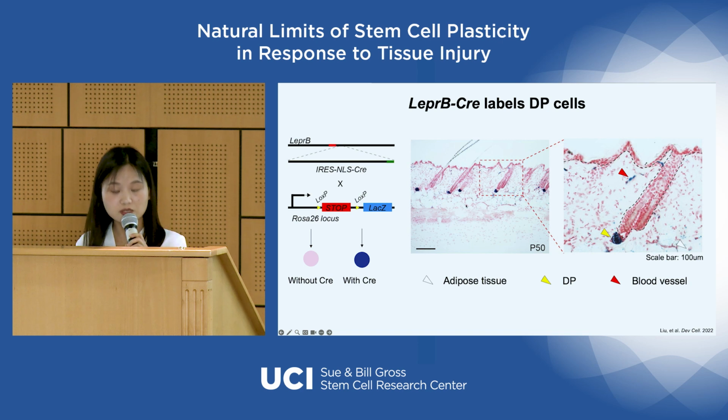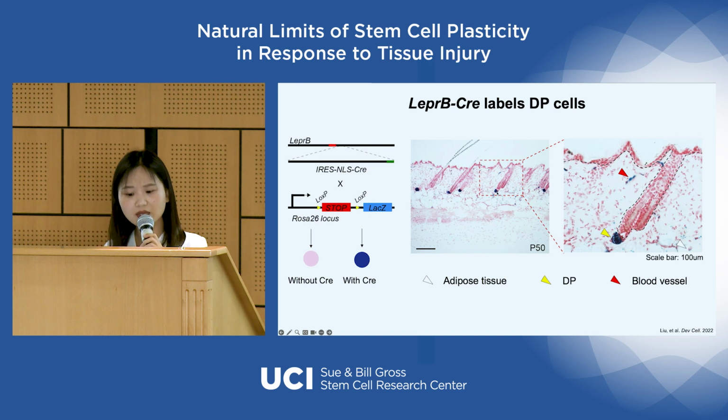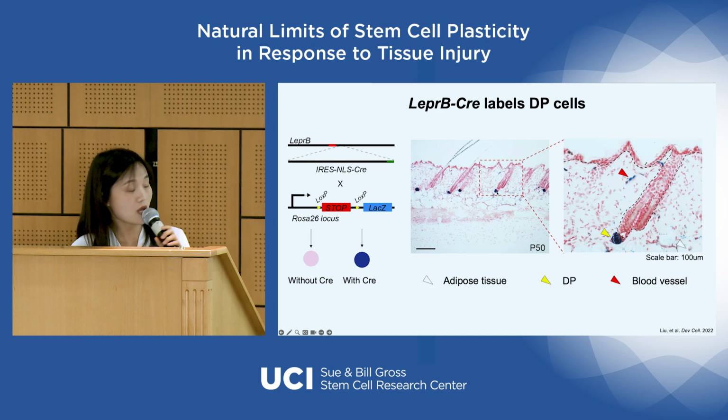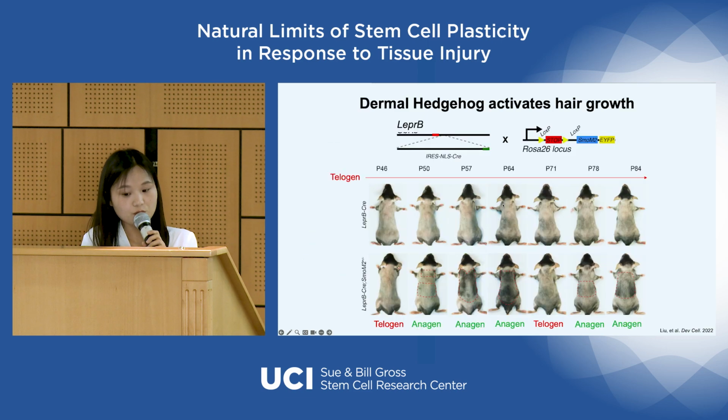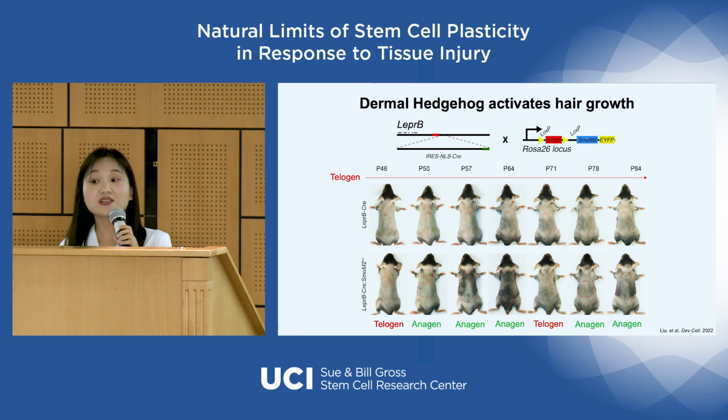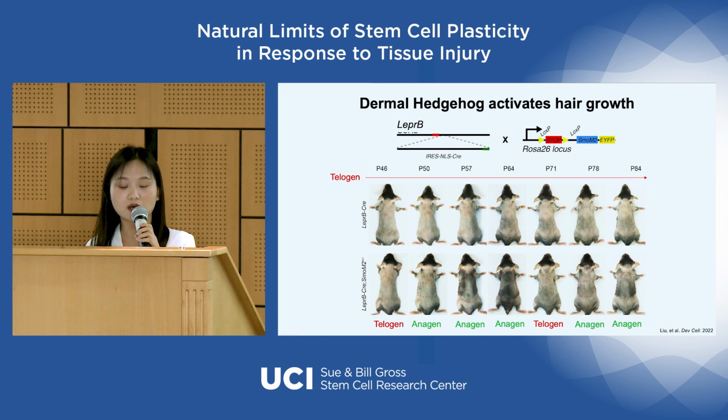So this result suggested that LEPR-B Cre mainly labels the DP cells. So we then asked if we can use this Cre line to modulate the gene expression in the DP cells and further regulate hair follicle stem cell behavior. So we used this Cre line and overexpressed the hedgehog signaling in the DP cells.